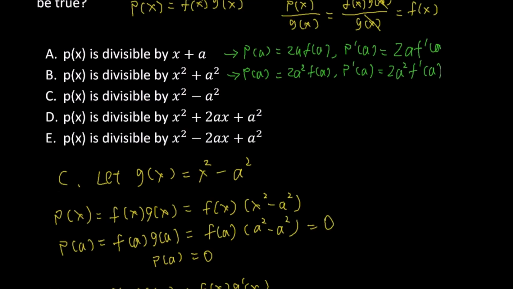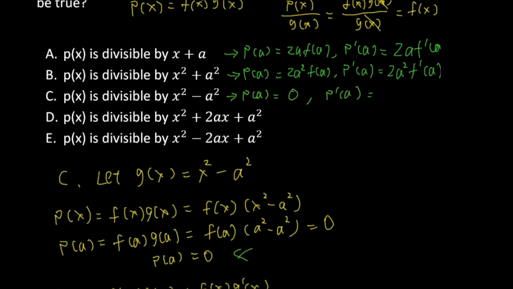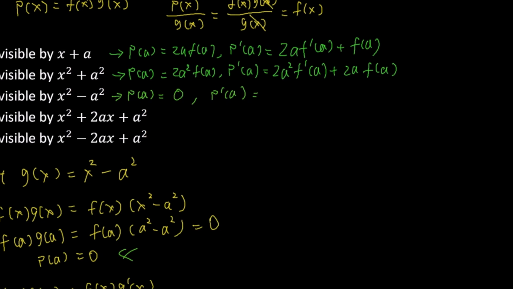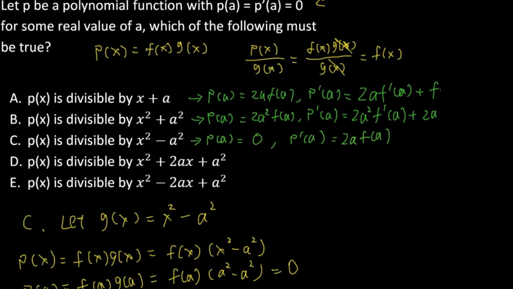Okay, so we have found this thing. Let's put it down here as our finding for C. We have p(a) equal to 0. That's what we found here, which is nice. It's meeting one condition. But p prime(a) is equal to 2a times f(a). Almost there. One condition is met. Remember, we need to meet both conditions. So p(a) equals p prime(a) equals 0. Both have to be equal to 0.